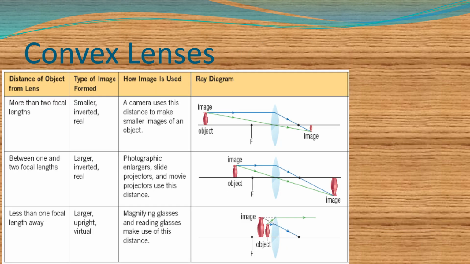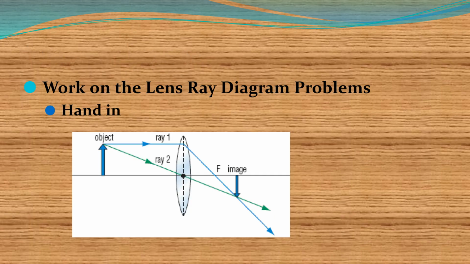Convex lenses, also known as converging lenses, are used for various applications such as magnifying glasses, cameras, and in corrective eyewear for farsightedness. Please work on the lens ray diagram problems and hand them in.